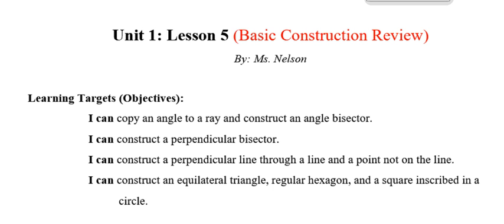These constructions include copying an angle to a ray, constructing an angle bisector, constructing a perpendicular bisector, constructing a perpendicular line through a line and a point not on the line, and constructing an equilateral triangle, regular hexagon, and a square inscribed in the circle.